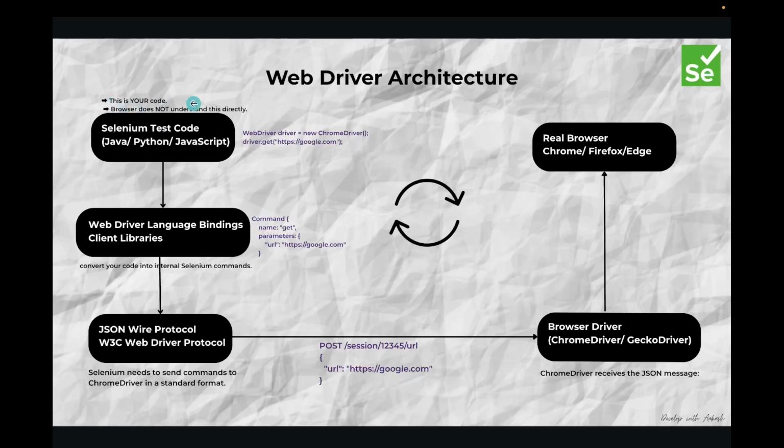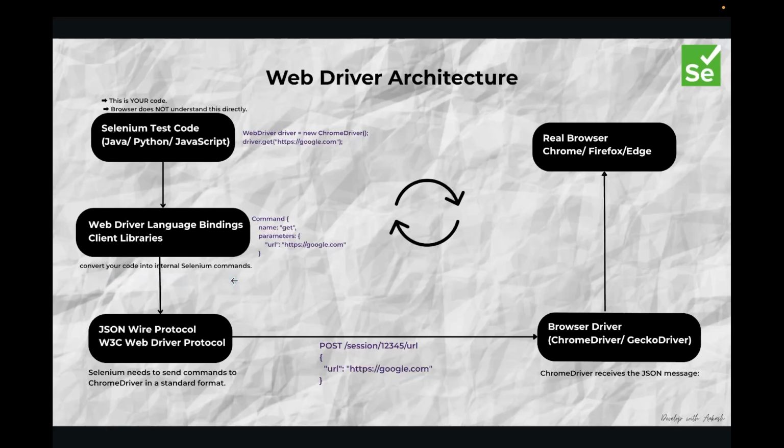So this is your code, and the browser does not understand this directly. This is the most important part that you need to understand. Whatever code you write in Selenium, the browser will not understand this directly. Alright. So now, since the browser doesn't understand the Selenium code you have written directly, we have something called the WebDriver language binding. And what does this WebDriver language binding do? It converts your code into internal Selenium commands.